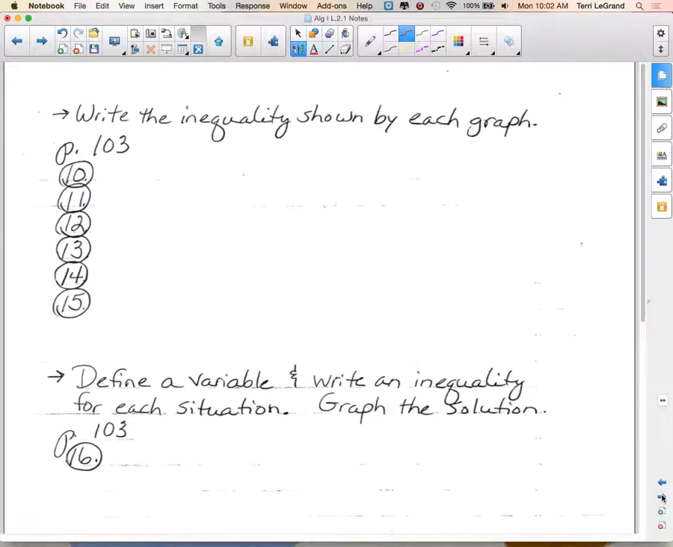Write the inequality shown by each graph. It looks like you need to look over to page 103 to be able to do this. So now we're going to be showing the graph, and we are going to write the solution, the inequality statement that shows that solution. So number 10.